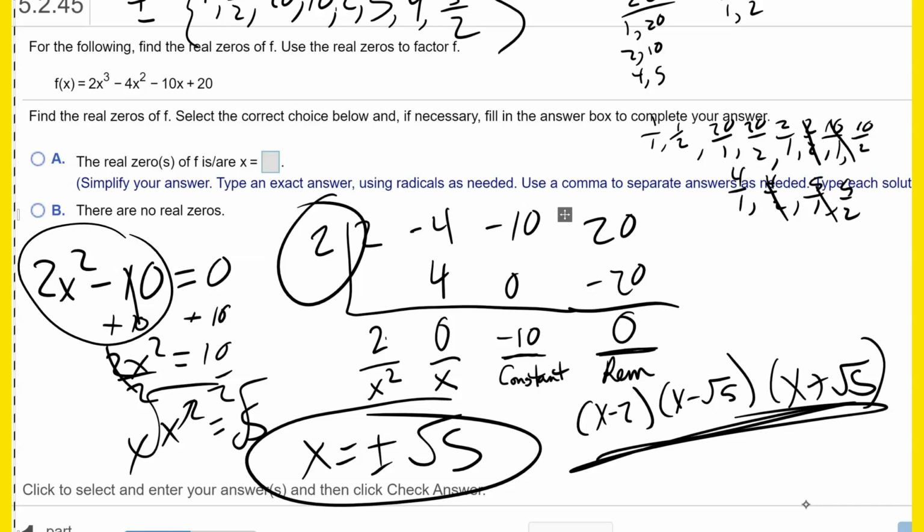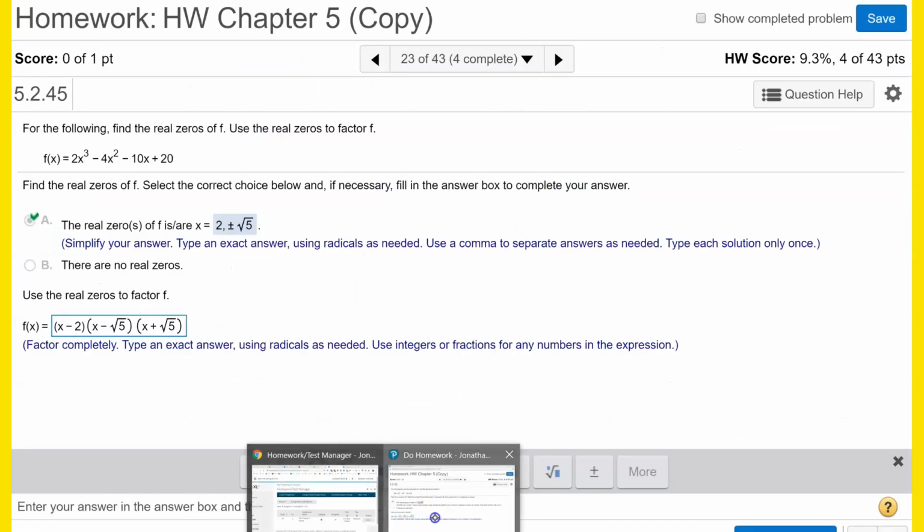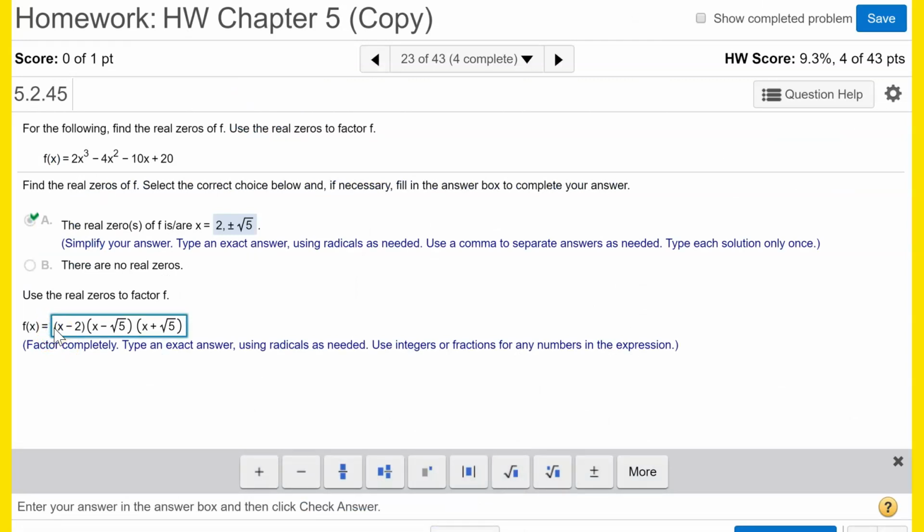This 2x squared minus 10, or you can even go up to here, the whole polynomial, there is a GCF there and it is 2. We can factor out a 2. It would have left us with this, which would have been smaller numbers to deal with anyway. Or if I'd have done it here, I could have factored out a 2. So the point of that is that 2 itself is also a factor. So in my factorization, in my answer, I'm going to have to put a 2 in front of that whole thing for it to be right.